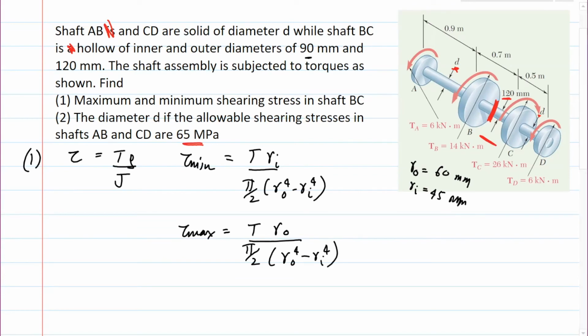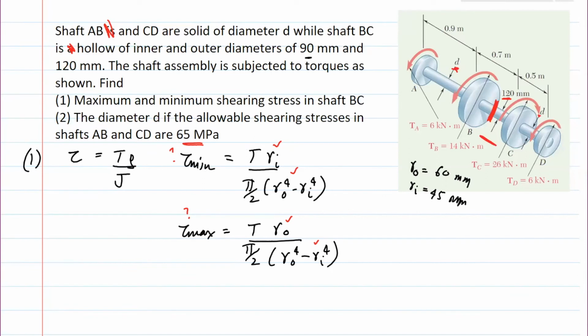Okay, so then we ask what are the unknowns? Well, the unknowns are tau min, tau max. Ri, Ro, all these are given. So the only thing we need here to solve for this is the torque, right? The torque is not directly given to us. We need to infer that from the diagram.